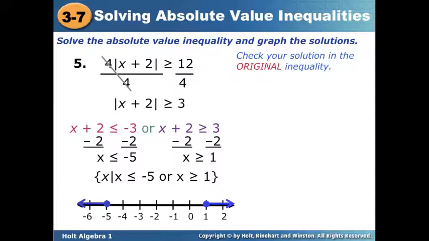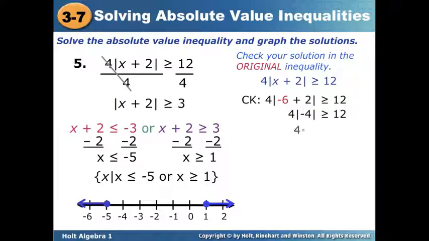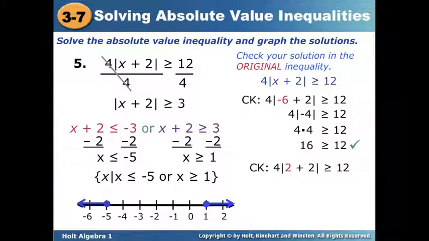Now let's do our check. Always check in the original problem. We have 2 areas that are shaded, so we'll need 2 checks. When you check, you're just working it out using order of operations. Notice both solutions check when we use negative 6 and positive 2.